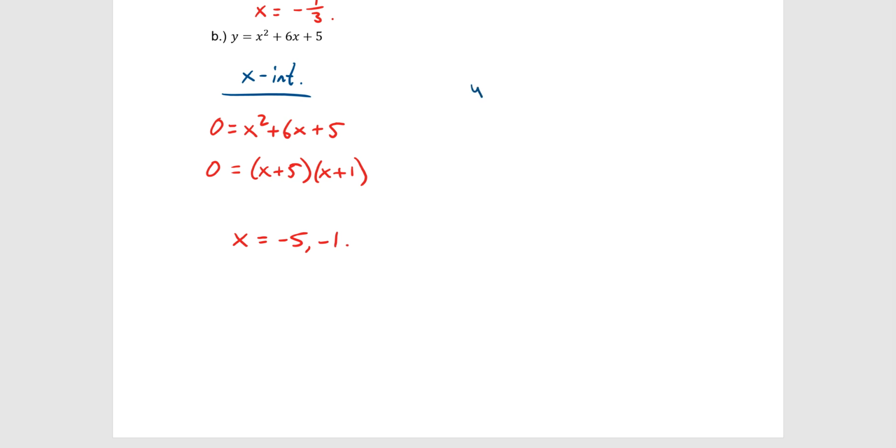And next, for the y-intercept, we let x equal 0, and hopefully you can do this in your head. I recommend doing it in your head going forward. I'm just going to write it out. You let x equal 0, that cancels those first two terms. You get y equals 5 as your y-intercept.